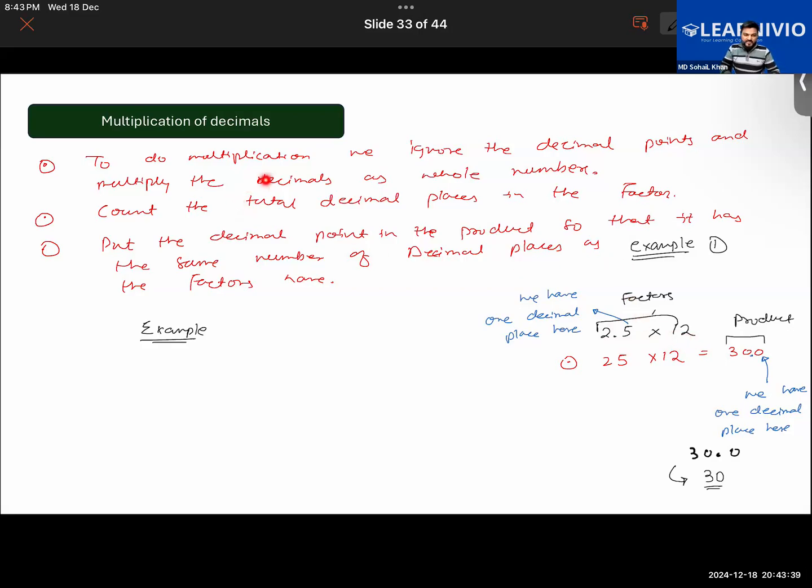First, complete writing this much. Then we are going to do example number two. Otherwise, we won't be getting it. Write it fast.